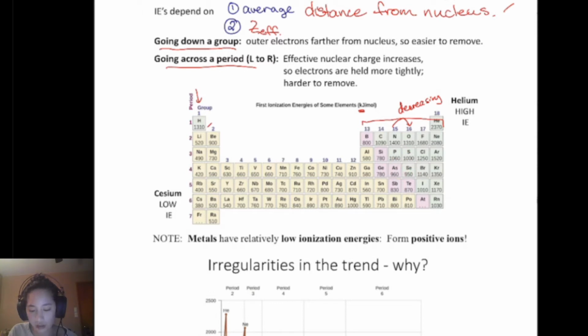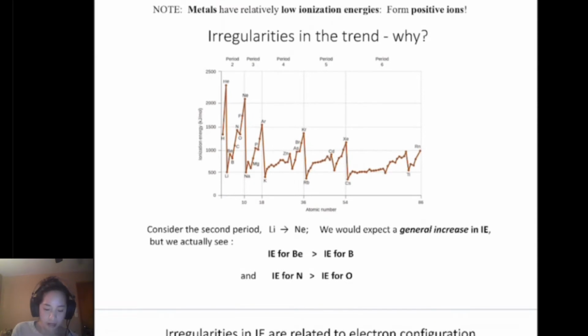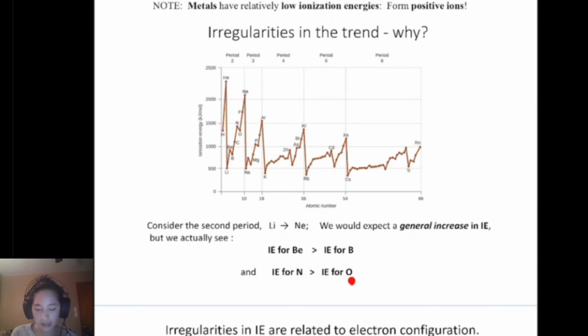From arsenic to selenium, you also see a small decrease. So why? All right, here's the same data just represented in graph form as we're increasing our atomic number. What you actually see when we go from lithium to neon, I already talked about this, is that you would expect a general increase in ionization energy, except we see that nitrogen has a slightly larger ionization energy than oxygen, and also beryllium has a slightly higher ionization energy than boron.